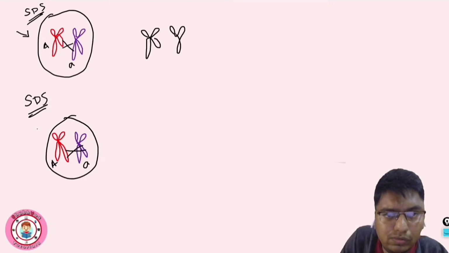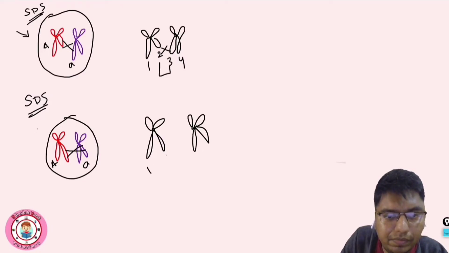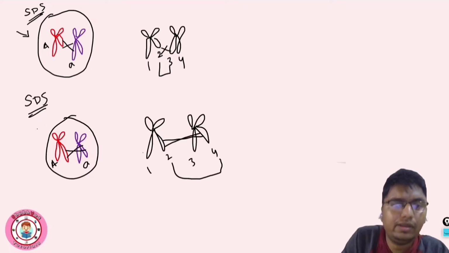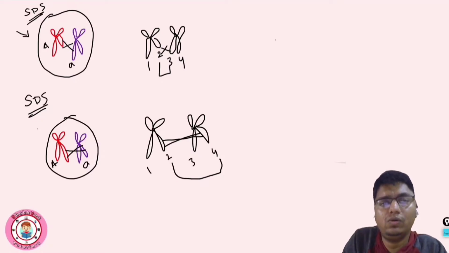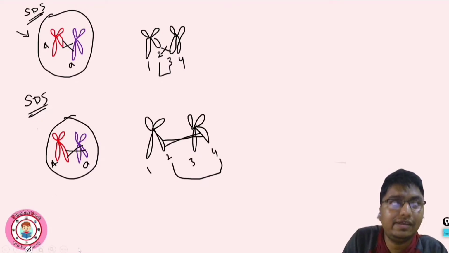These are the two chromosomes. Suppose this is 1, this is 2, this is 3, this is 4. So first was between these 2 and 3. Now, in the second case, it is between 2 and 4. Right? So this is what we will see now. What will happen after the second division segregation. Okay. So this is the second case.